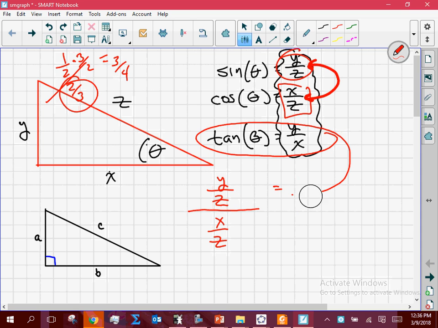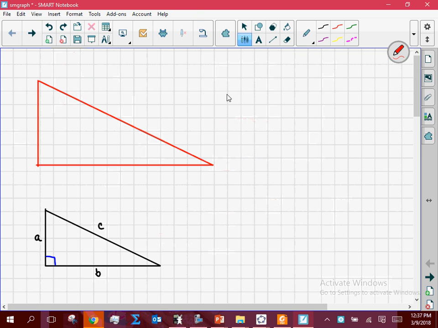So I get y over x when I divide these. What was y over z? What was that equivalent to? Sine, right? So my numerator right here is sine. My denominator here is cosine, isn't it? When I divide sine by cosine, what do you get? Y over x, which is tangent. So there's a relationship here that we need to know that says tangent of theta is equal to sine of theta divided by cosine of theta.